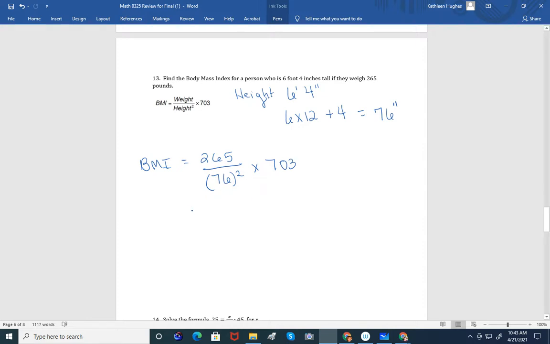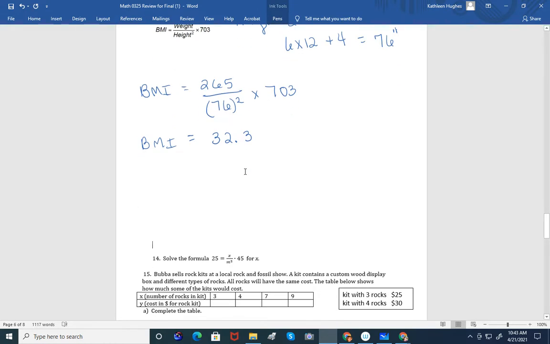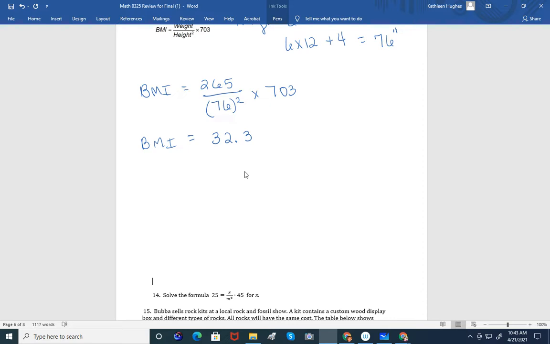This is a BMI of 32.3. I'm not looking at the chart. That's definitely overweight. Whether it's just considered overweight or obese, probably obese if I had to guess. I think that's going to be considered more than just overweight for a man. So even though he's fairly tall, that was just a little too much weight.